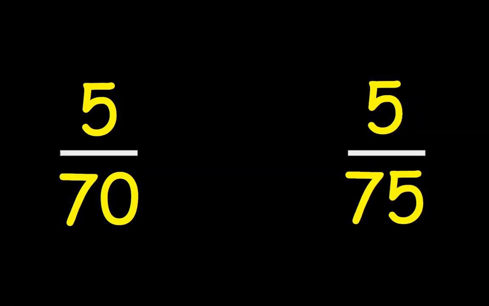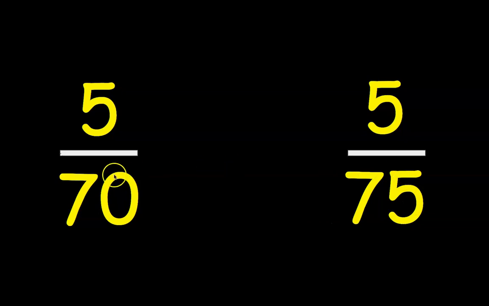5/70, 5/75. Where are the slices bigger? Pause, continue when you're ready. Right. Cutting a pizza into 70 pieces will be tricky, but remember, it's actually the number 1. We're just using pizza. There are 70 people sharing this pizza. There are 75 people sharing this pizza.